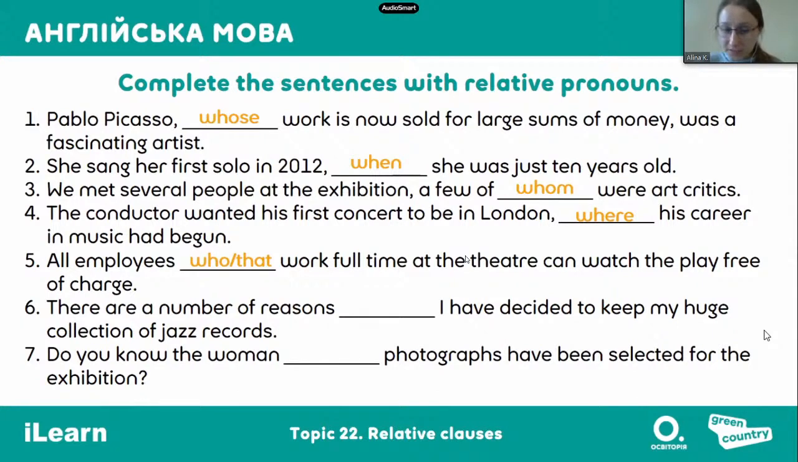Let's go to number 6. There are a number of reasons, gap, I have decided to keep my huge collection of jazz records. A number of reasons. If you talk about reasons, what relative pronoun do you need? Why. Great. And number 7, do you know the woman, gap, photographs have been selected for the exhibition? And that is whose. Yes, her photographs or her photos, whose photos.